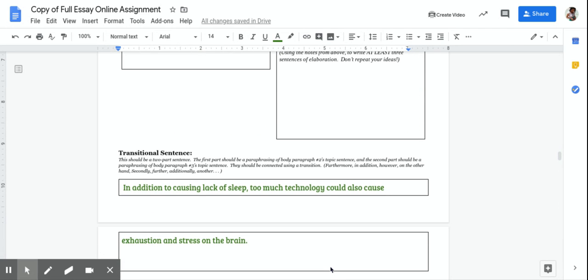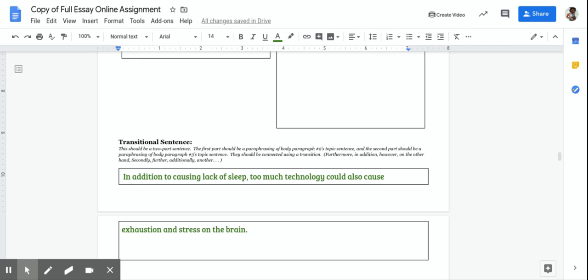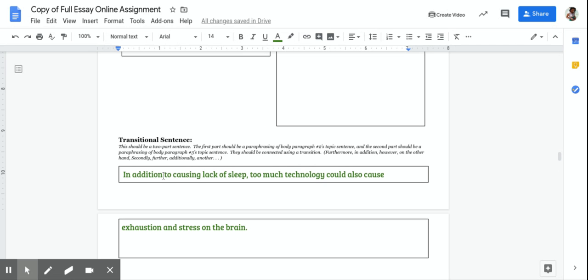The last part of the body paragraph is the transitional sentence. You want to start with a transition. I started with "in addition," and I got that from here as one of the suggestions. So I put, "In addition to causing lack of sleep," because that's the topic of body paragraph number 2, the one I just wrote. Then I put, "too much technology could also cause exhaustion and stress on the brain." I put that because that's going to be my topic for body paragraph number 3.